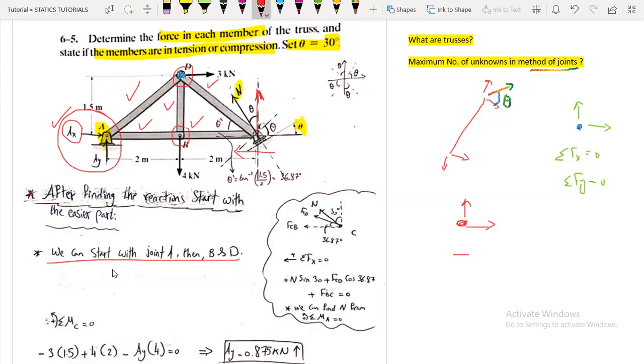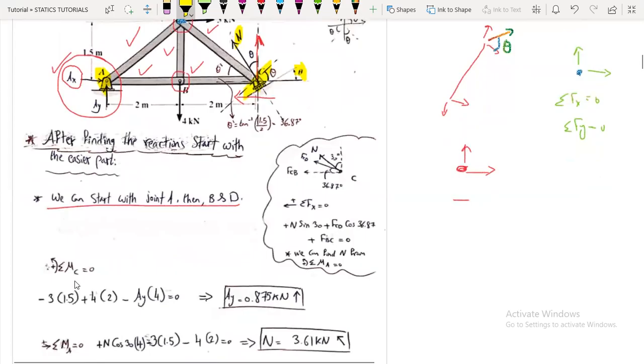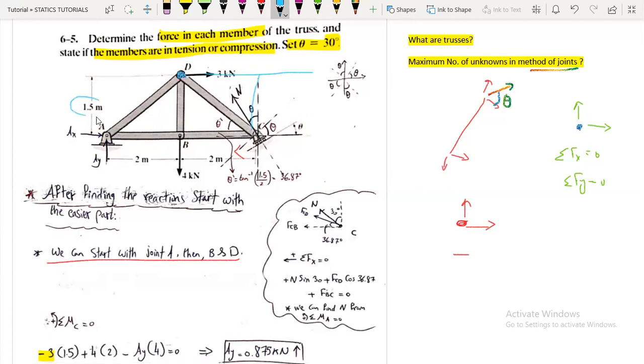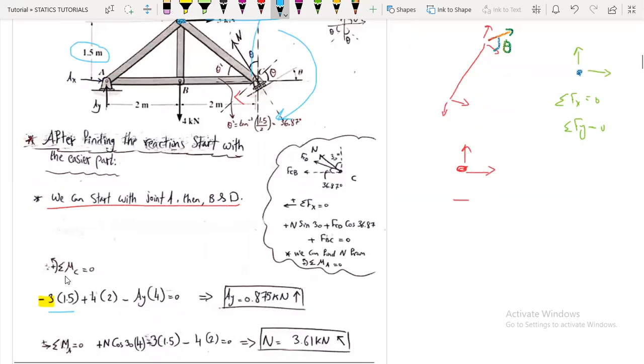So first of all, taking the summation of moments at joint C, or the roller at C, we have minus 3 multiplied by the distance. So here is the force, 3 kilonewtons, and the distance is what? The perpendicular distance is 1.5, and it's rotating clockwise, so it's negative: minus 3 multiplied by 1.5.